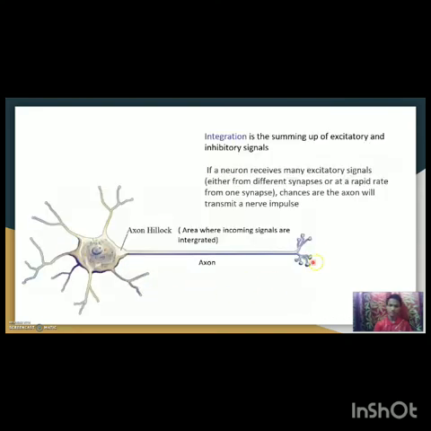So this is the nerve. This is the axon hillock, the area where incoming signals are integrated. Integration is the summing up of the excitatory and inhibitory signals. If a neuron receives many excitatory signals, either from different synapses or at a rapid rate from one synapse, chances are the axon will transmit a nerve impulse.